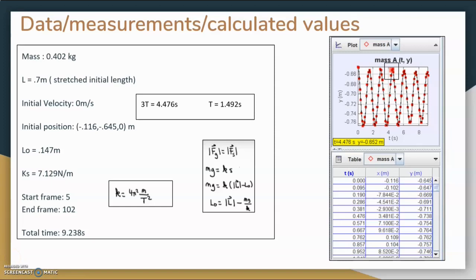The spring constant and relaxed length of the spring are also important. To find the spring constant, I rearranged the formula for the period of oscillation, as well as found the period of oscillation by taking the average of the first 3 periods from the observed position versus time graph. I found the spring constant to be 7.129 newtons per meter and the relaxed length of the spring to be 0.147 meters.